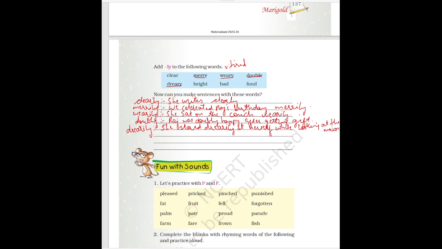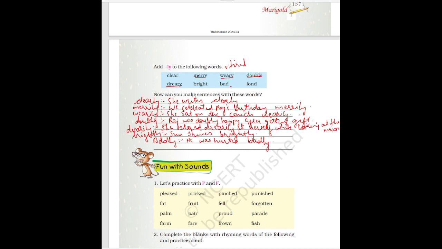Then next is bright. Bright means very light. So bright will become brightly, B-R-I-G-H-T-L-Y. The sun shines brightly. Then bad will become badly, B-A-D-L-Y. You can write, he got hurt badly. B-A-D-L-Y, badly.